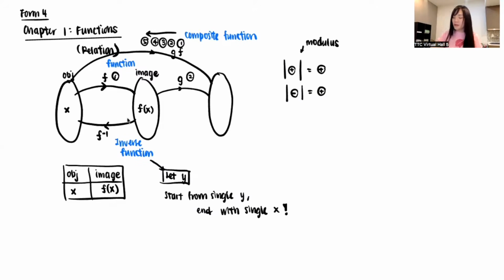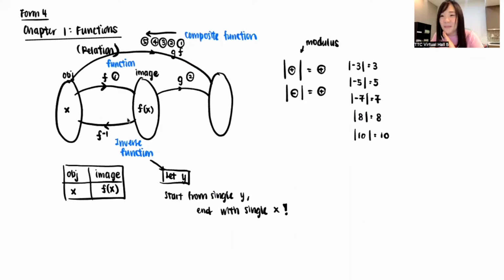Let me give you some numbers to check, okay? Negative 3 comes out. Very good, Shamrita, 3. Negative 5 comes out. Very good, Yixuan, 5. Negative 7 comes out. Very good, Isra, 7. 8 comes out. Very good, Isra, 8. 10 comes out. Very good, Yixuan, 10. Guys, every single number comes out positive. Next one, negative x comes out.